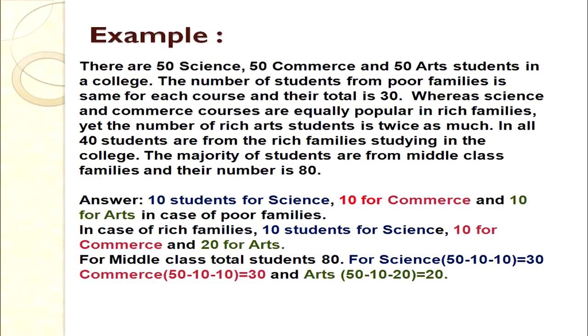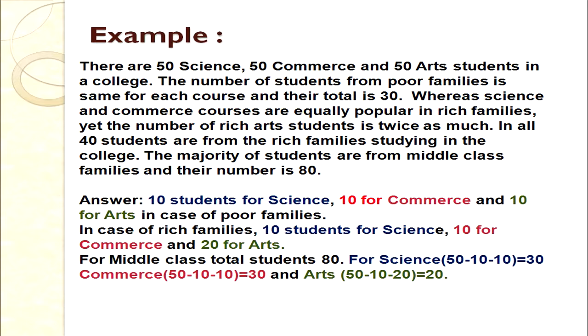Now, we have done the parts of a table, I know what the different parts of the table are. After that, I have learned the different types of table, so I can construct a table. So, when we talk about the example over here, there are 50 science, 50 commerce and 50 art students in a college.